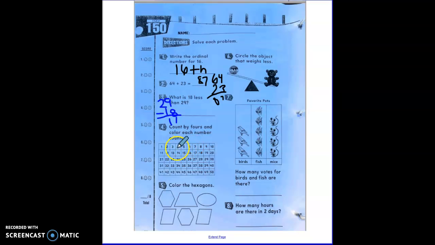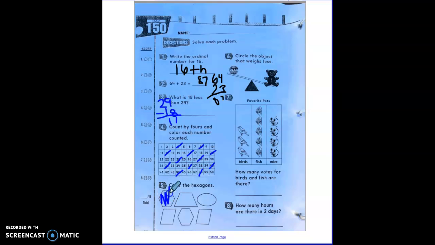Count by fours and color each number. 4, 8, 12, 16, 20, 24, 28, 32, 36, 40, 44, 48. Color the hexagons.